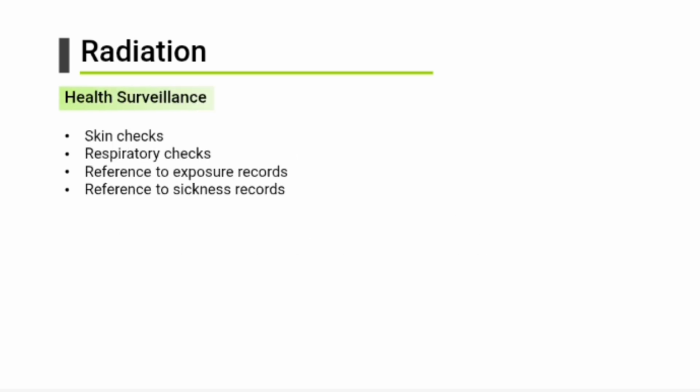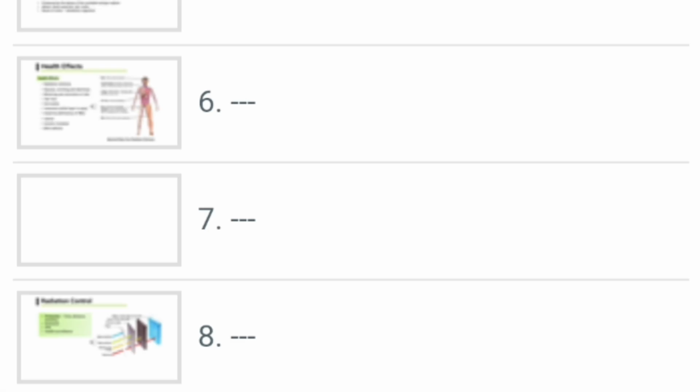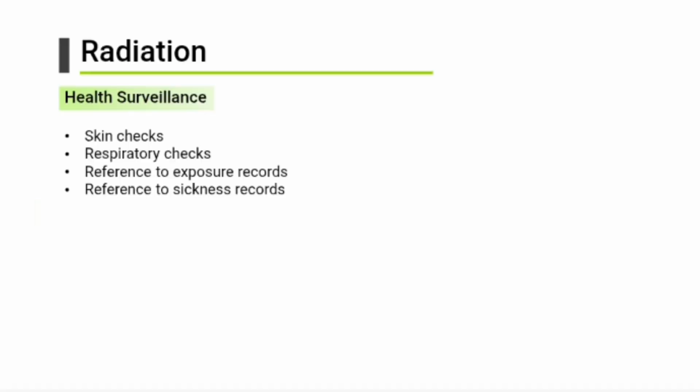Health surveillance, in the context of radiation, involves various checks and assessments to ensure the well-being of individuals exposed to potential radiation hazards. Skin checks are essential to monitor for any signs of radiation-related skin issues, such as burns or dermatitis. Respiratory checks help evaluate the impact of radiation exposure on the respiratory system.